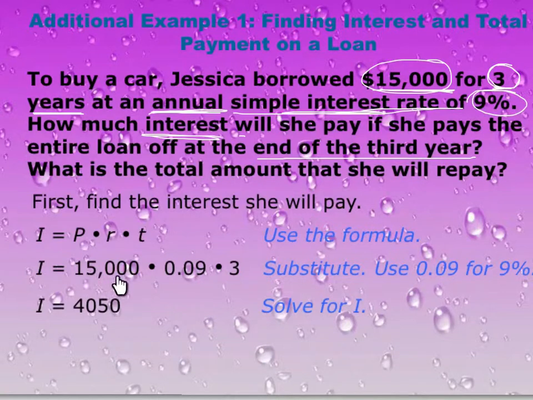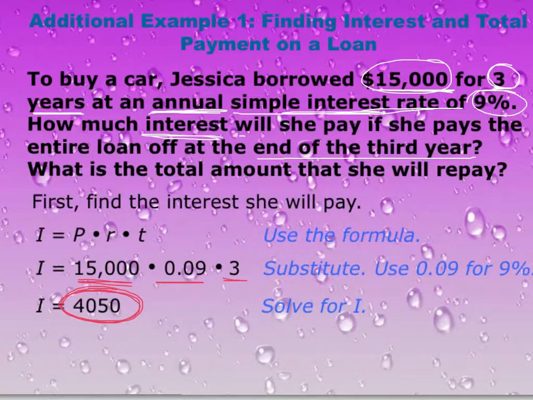So the principal amount was $15,000. Her rate was 9%. We changed it to a decimal, 0.09. And the time it took for her to pay this loan off was 3 years. So now the interest is $4,050. So that is 9% of $15,000 over 3 years, which would be $4,050. But we're not done, right?